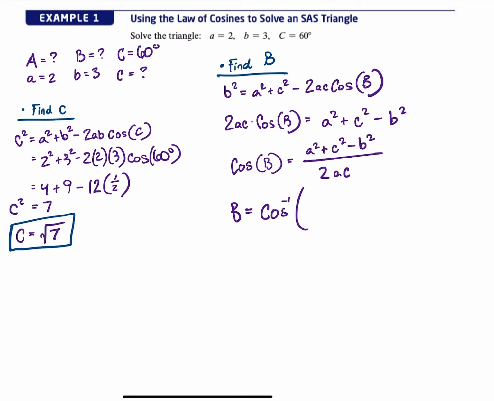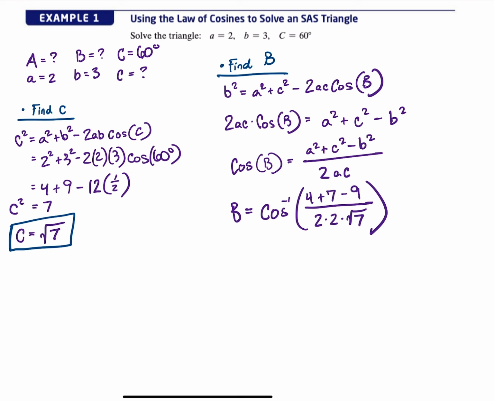So a is 2, so 2 squared is 4. c squared would be the square root of 7 squared, so that'll just be 7. Minus b squared. b is 3, so 4 plus 7 minus 9, over 2 times a times c, so 2 times 2 times the square root of 7. If you have a calculator where you can just put all of that into an inverse cosine, that can be helpful, or you may want to find that value first and then input that answer into the inverse cosine.